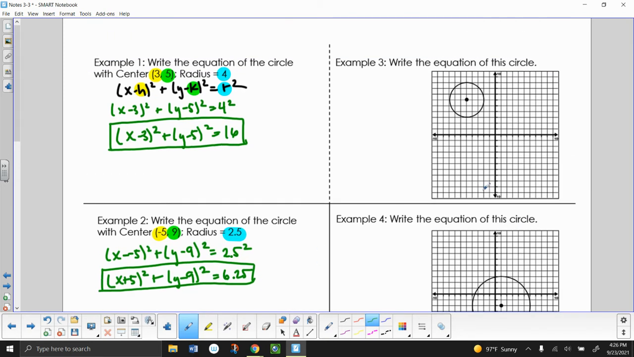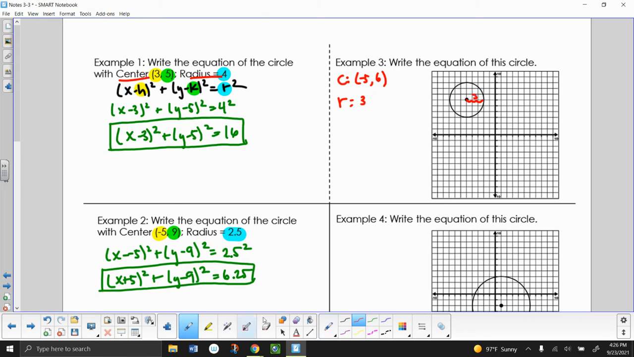Okay, so now we should be able to write the equation of a circle given a graph. All we need in order to write the equation of a circle is a center and a radius. Looking at our graph, we can get the center. Our center is negative 1, 2, 3, 4, 5, so negative 5, and then we go up 1, 2, 3, 4, 5, 6. And our radius, we count from the center, 1, 2, 3. So our radius is 3.